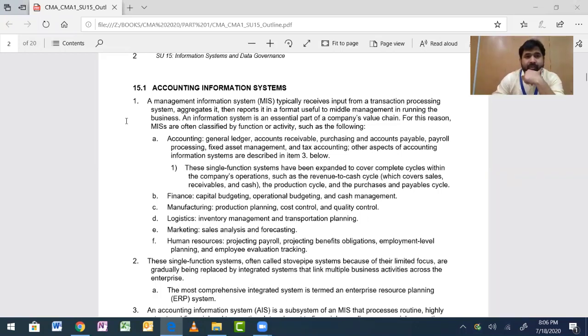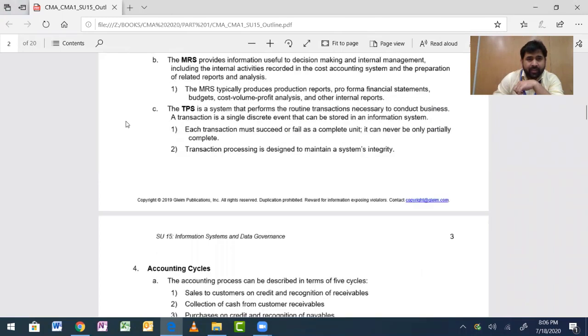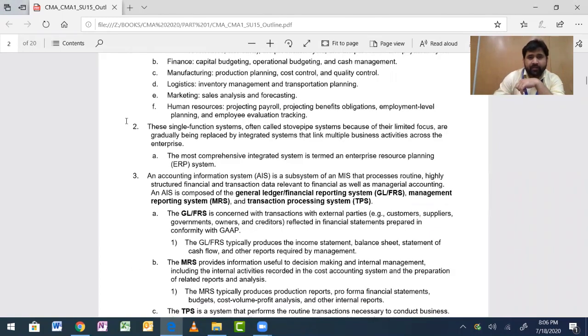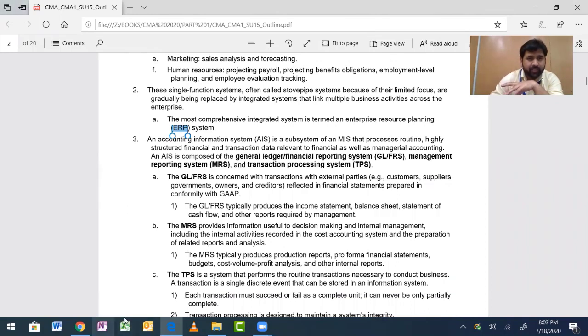Now let's start from here. Accounting information system. A management information system typically receives input from a transaction processing system, aggregates it, then reports it in a format useful to middle management in running the business. Now, basically, we cannot talk about AIS, MIS, and ERP without all these things. So first, let's discuss what is ERP.